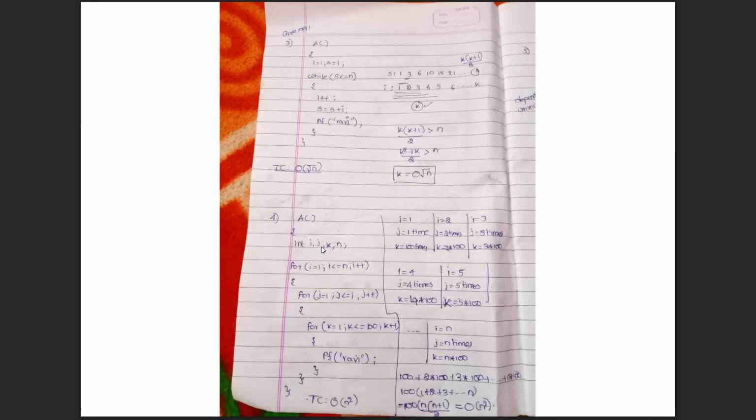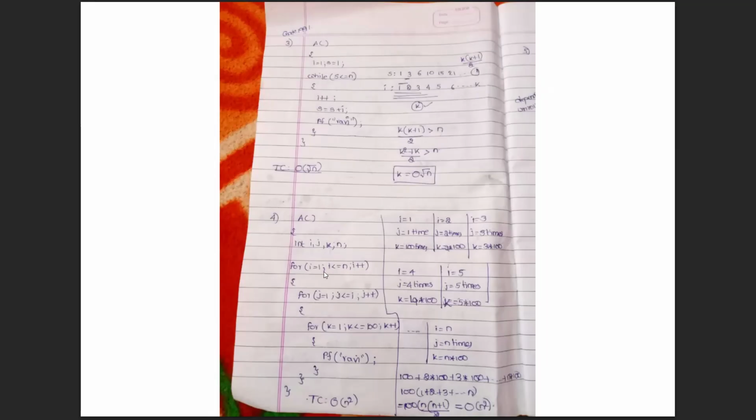So next one, see. int i, j, k, n. For i equal to 1, i less than or equal to n, i plus plus. Next, for j equal to 1, j less than or equal to i, j plus plus. And for k equal to 1, k less than or equal to 100, k plus plus. And printf Ravi. Here we are having different loops. Here the j value depends on i.